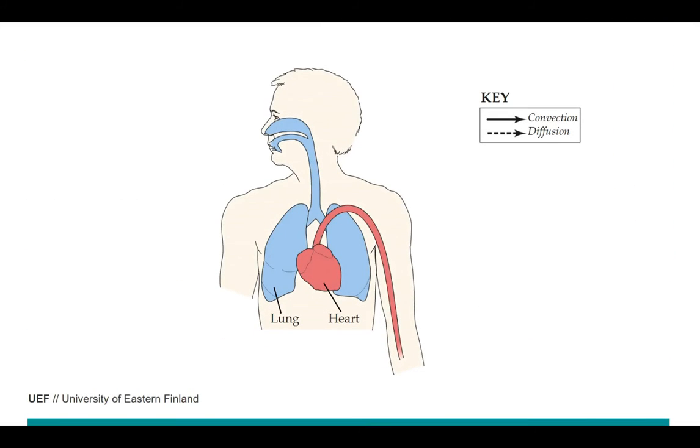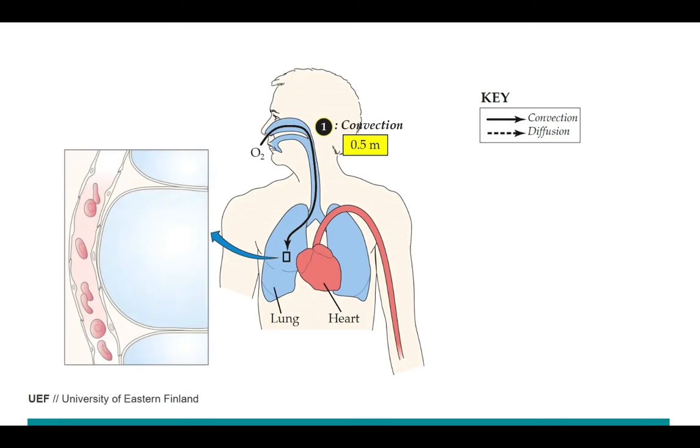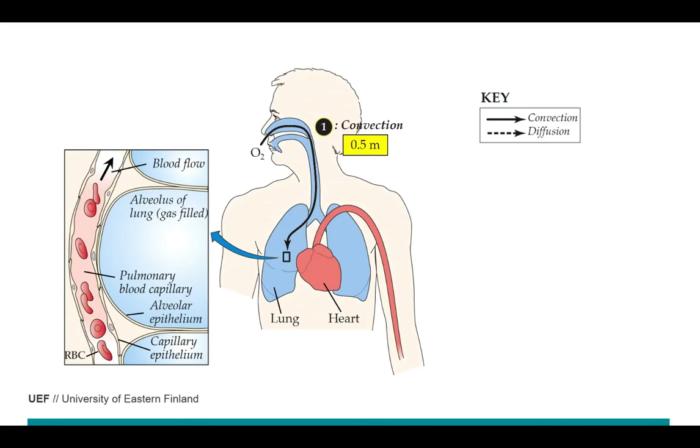Let's think about convection and diffusion, and how they work together in our body. When we are inhaling air, there's about 0.5 meters done with active convection in the lungs. Then inside the lungs there is a quite thin layer between the alveolus of the lung and the pulmonary blood capillary, and this 0.1 millimeter is gone by diffusion. It's still quite a short distance, so it can be done quite easily.